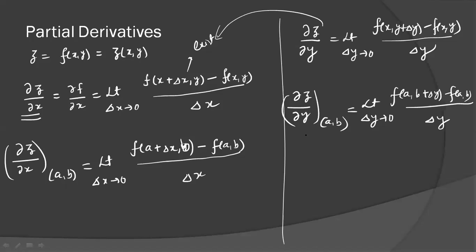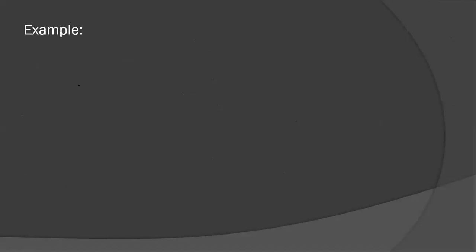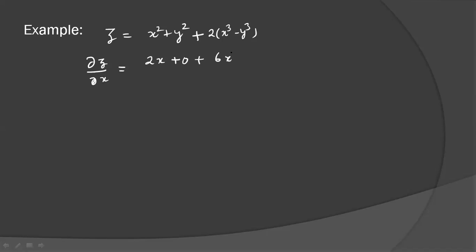Now, suppose we have some examples also. Let's see some examples. Z equal to x square plus y square plus 2x, then x cube minus y cube. What will be the del z by del x? We have to differentiate only x. Y will be treated as constant. So it will be 2x plus 0 plus 6x square.